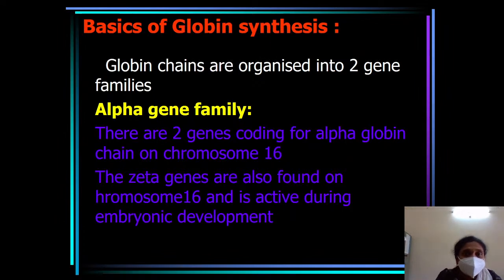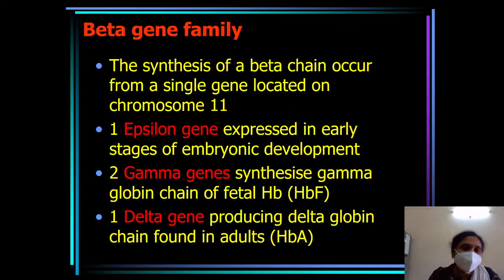So on chromosome number 16, two genes encode for the synthesis of alpha globins, and one zeta gene, which is active during embryonic life, is also located on chromosome number 16. Next one, the beta gene family. Here, synthesis of the beta chain occurs.